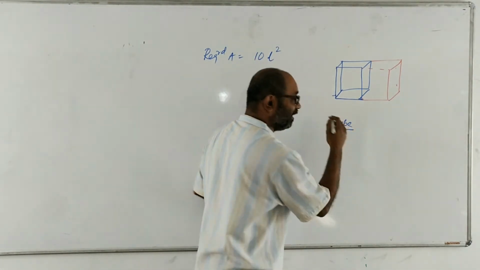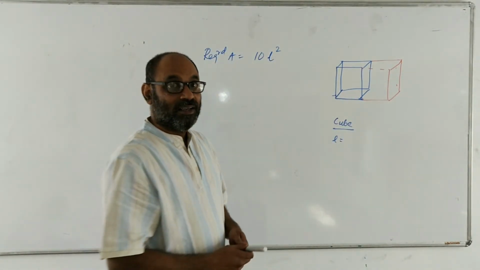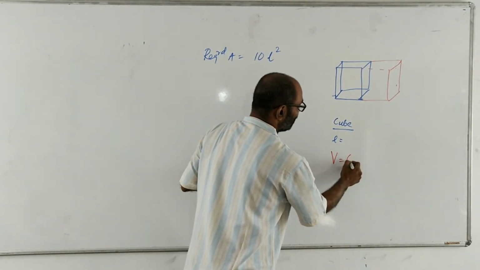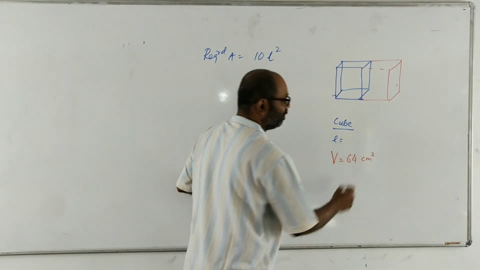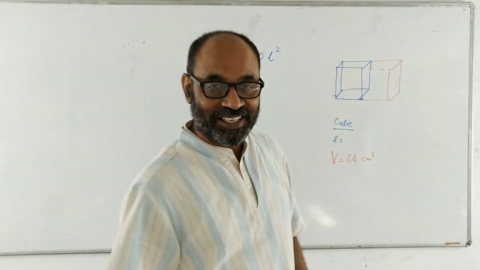The length is not given. The length of the cube is not given. So what information do we have? We have the volume. Volume is 64 centimeter cube. I call this situation an extension of condition.